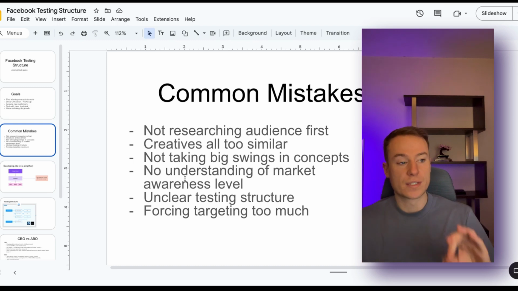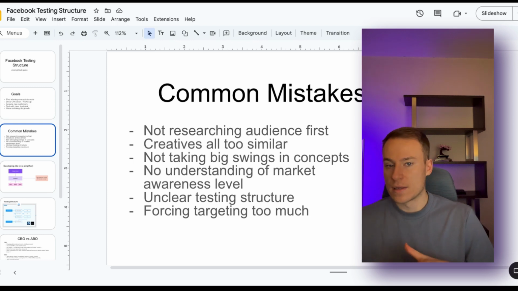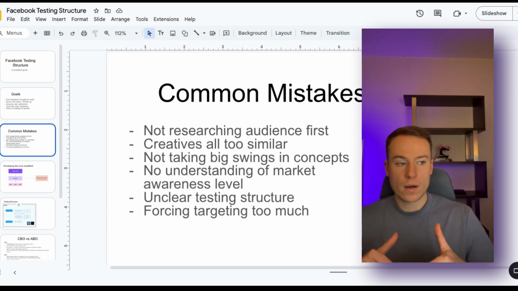Next is having no understanding of the market awareness level. Now, if you're constantly pushing promotions and sales, you're probably hitting the bottom of funnel market who already have some sort of awareness of what your brand is. If you really want to scale your ad account, you have to be making creatives that speak to a much larger portion of the market.